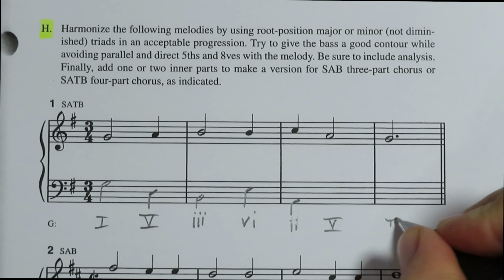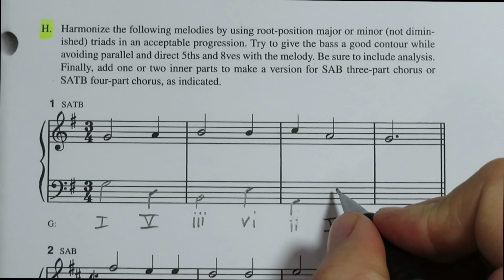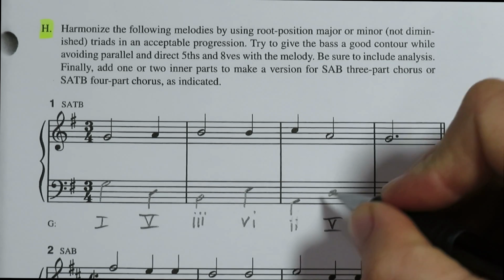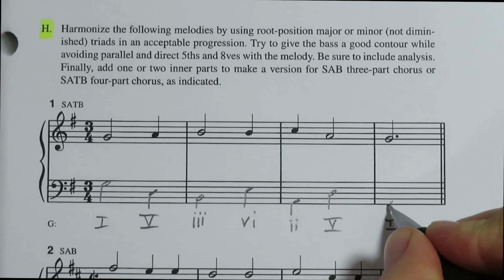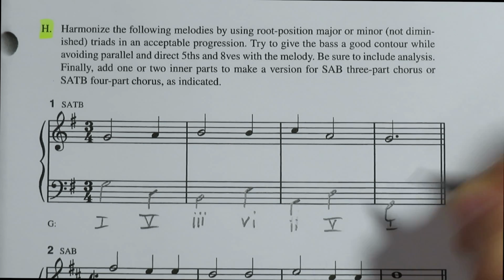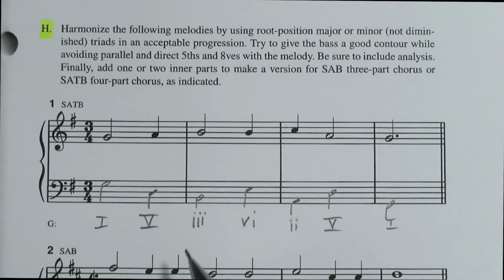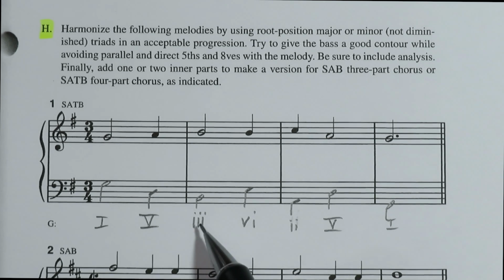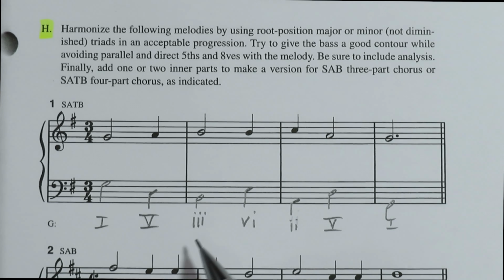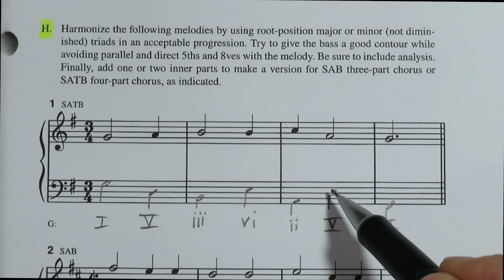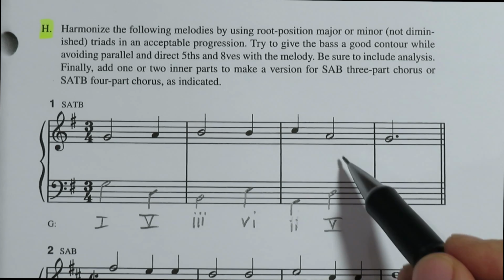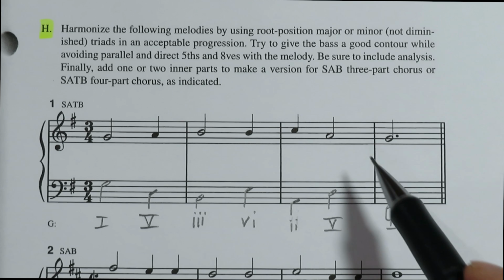1. So we have the D, and we can go down to G for the big finish, the low G. So we have 1, 5, 3, 6, 2, 5, 1. Okay? See, the 3, 6, 2, 5, 1 is a circle of fifths progression. So that worked out nicely. Yes. Okay. No parallels.